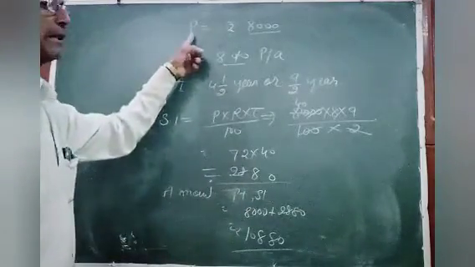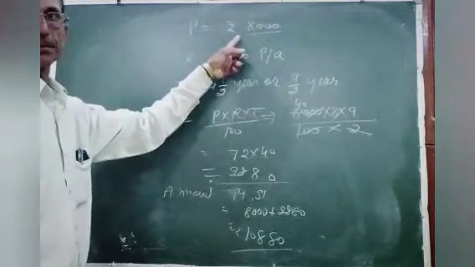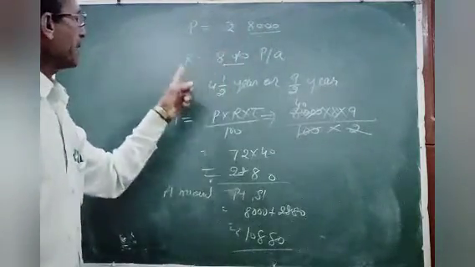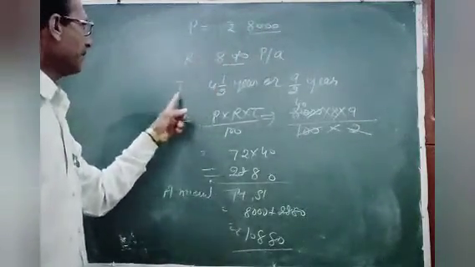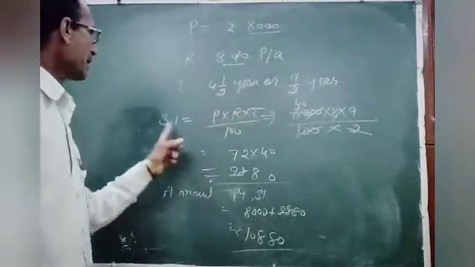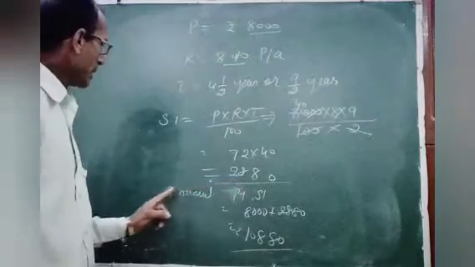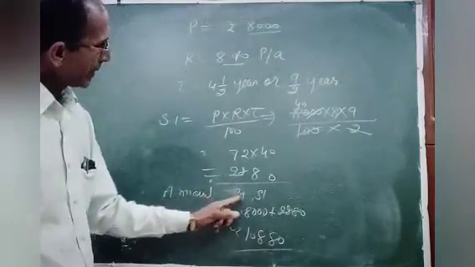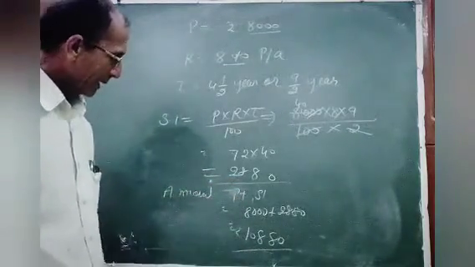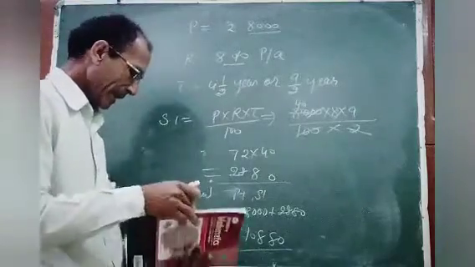Once again I am repeating. Principal rupees 8,000. Rate is 8% per annum. Time is 9 by 2 years. And simple interest is 2,880. To find amount, add simple interest to principal. So it will be 10,880 rupees.